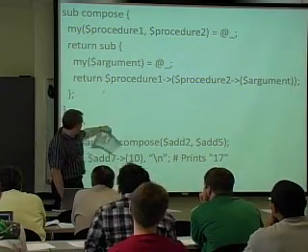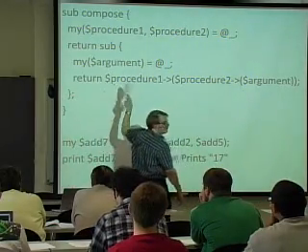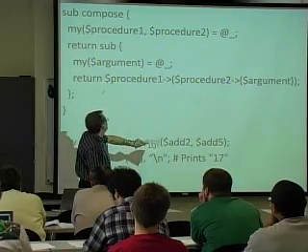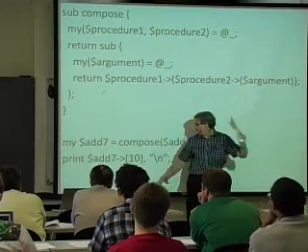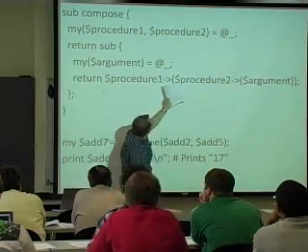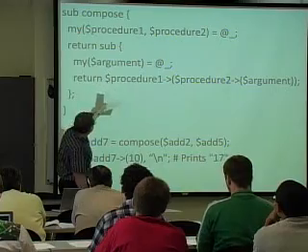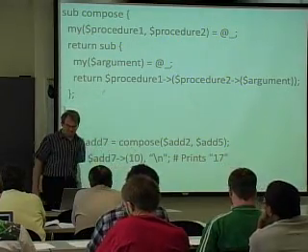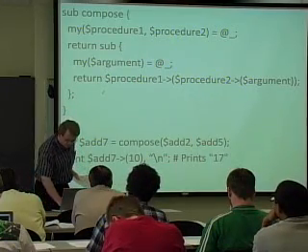Then at runtime, when I call add 7 here with 10, what's actually going to happen is this code is run in an environment where procedure 1 is add 2 and procedure 2 is add 5. Procedure 2 gets called on the argument, so 5 gets added to 10, returning 15. The result, 15, is passed as an argument to procedure 1. Procedure 1 is add 2, 15 plus 2 is 17, out pops 17. So that's the two-slide crash course introduction to closures.